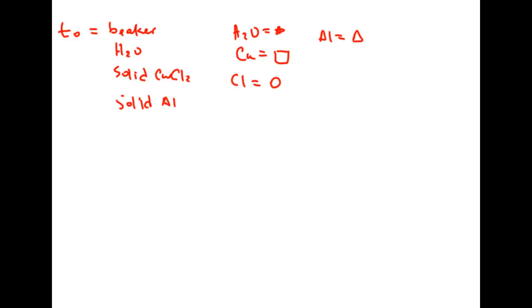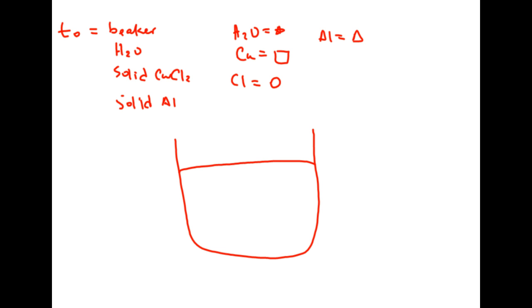So for drawing the particle pictures for what we did today in class, for T0 we're supposed to have a beaker, H2O, and solid CuCl2 and Al. So let's go ahead and draw T0 as it stands. Let's put a couple of waters. As you can see in the legend, a star is H2O.